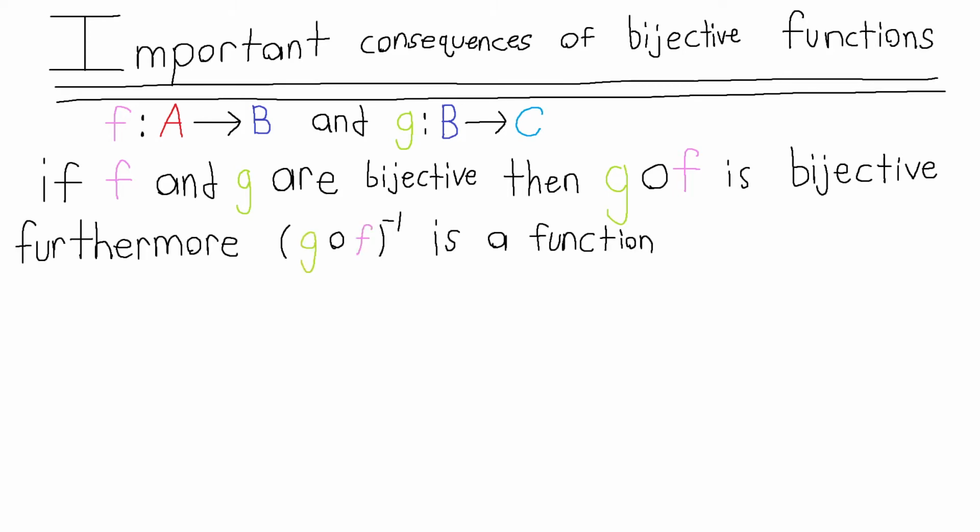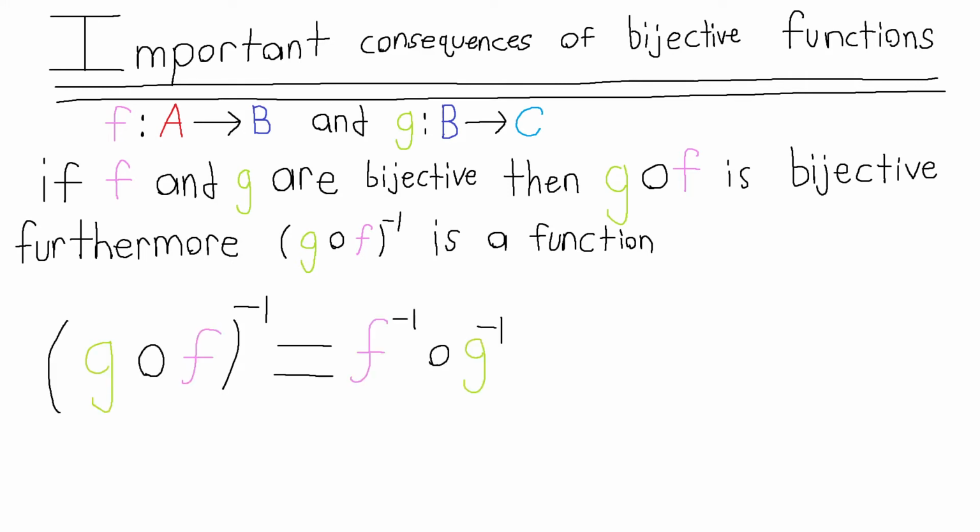Furthermore, when f and g are bijective, then the inverse of g of f is a function, and this inverse is actually equal to the composition of the inverses of f and g. This makes sense because g of f is the process of applying f and then g. So to invert this process, you first have to invert g, and then you have to invert f.